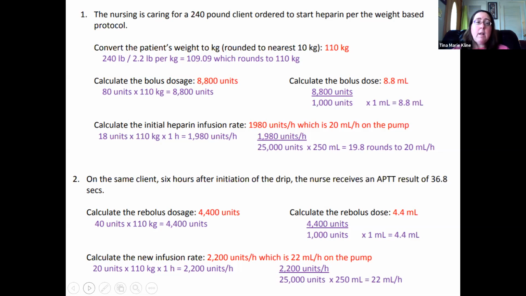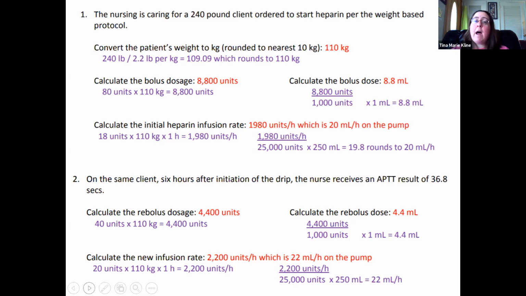We're converting the patient's weight to kilograms, we're rounding it to the nearest 10, we're calculating the bolus dosage in units, we're calculating the bolus dosage in milliliters. And then we move on to the actual infusion. Again, these are 2 different things, the bolus and the infusion. So you can kind of see that. I'm not going to go through number 1 because we just went through the example. What I do want to point out is number 2.